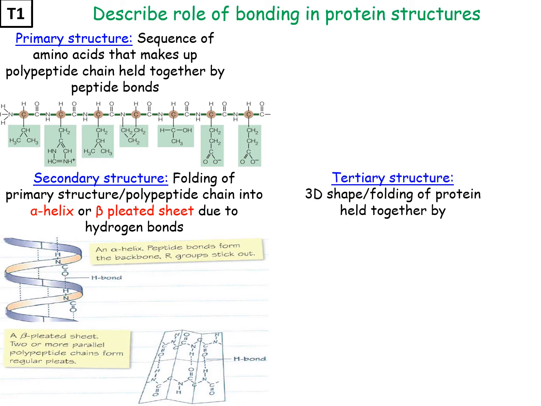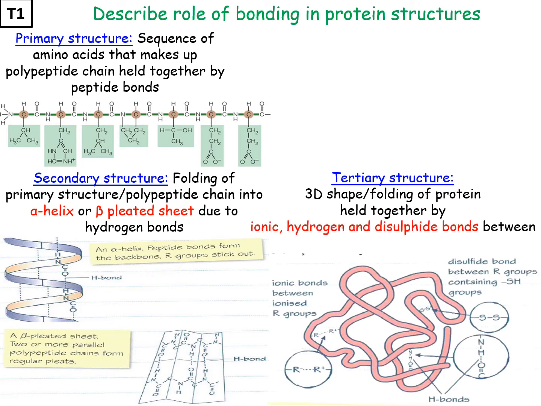In a tertiary structure, you've now got the additional 3D shape due to the folding of the protein, and these are held together by either ionic, hydrogen, and/or disulfide bonds between the R groups of the amino acids that make up the protein.